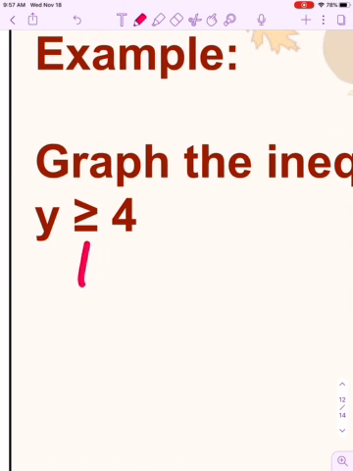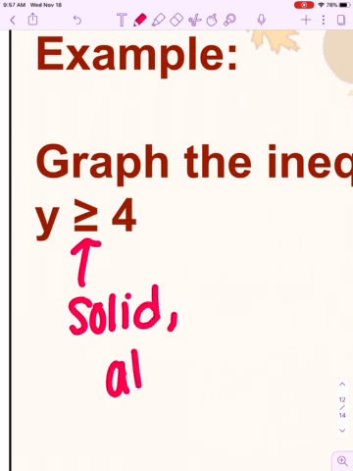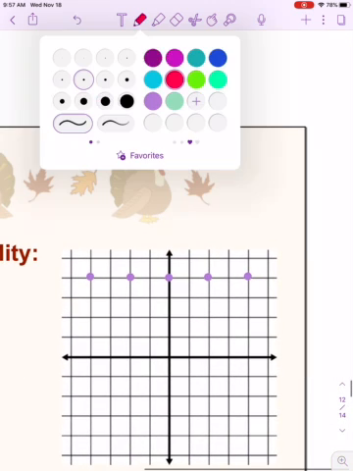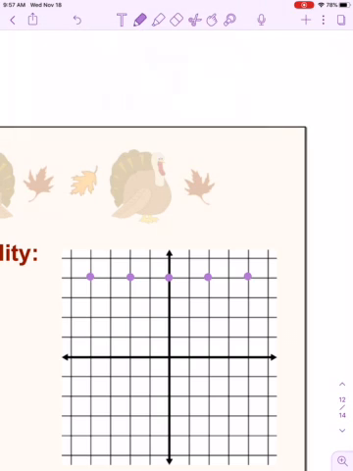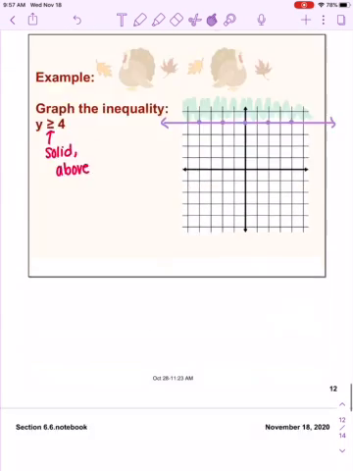Then we look and see, what does this inequality tell us? This tells us that it's solid because of the line underneath, and it's greater than, so we are going to be shading above. So we're going solid, above. So I draw my horizontal line, line it up, and above because it's greater than. And that's it.